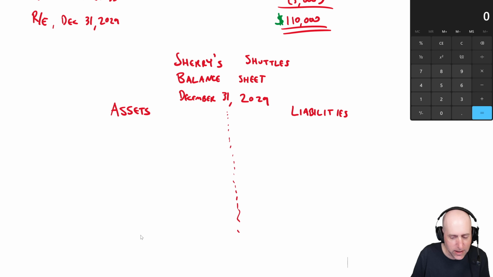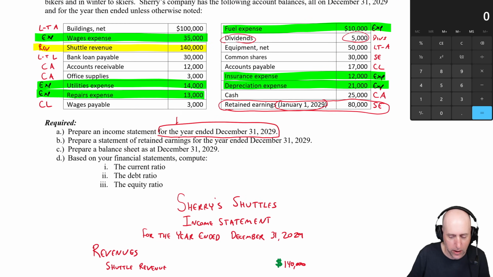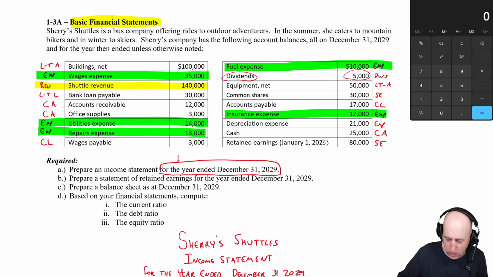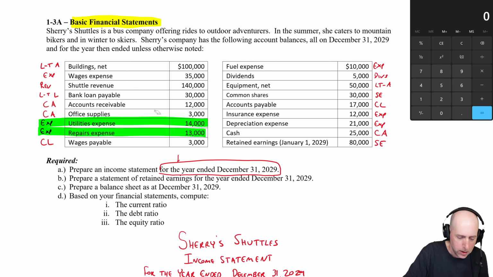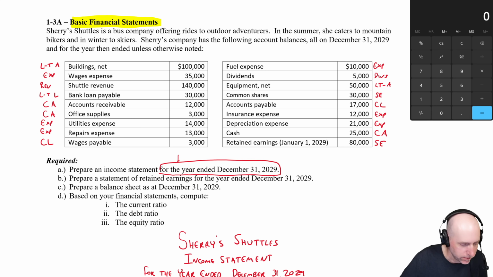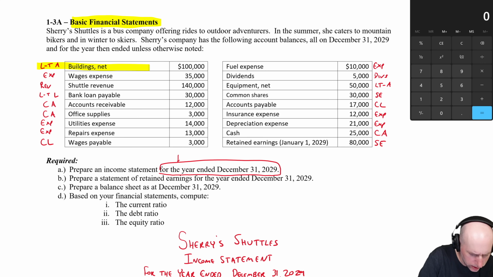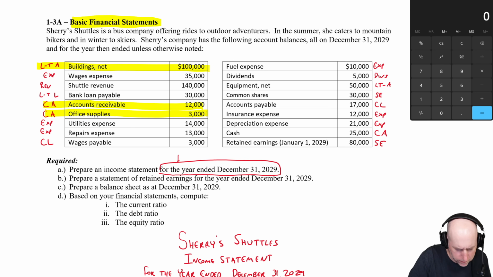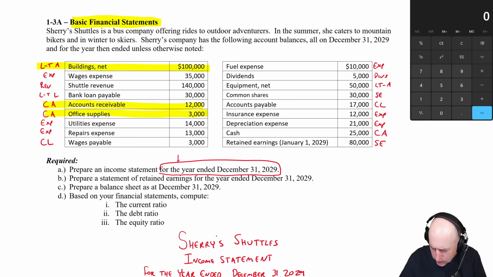Let's do our assets, and let me highlight them. So I'm going to undo all the highlighting and circling I've done so far, and I'm going to go through my assets. So I got buildings there as an asset, accounts receivable, office supplies, cash. Anything else? Oh, equipment. I almost missed the equipment.